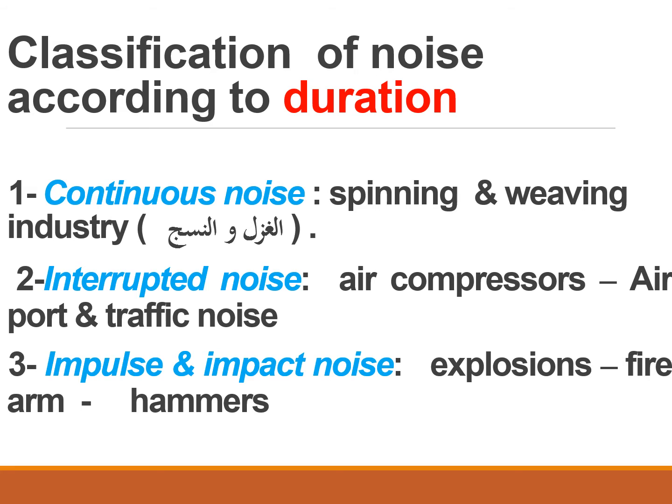Classification of noise according to duration: continuous, interrupted, or impulse. Continuous noise, like in the spinning and weaving industry. Interrupted noise, like air compressors and airport and traffic noise. Impulse and impact noise, like explosions, firearms, and hammers.